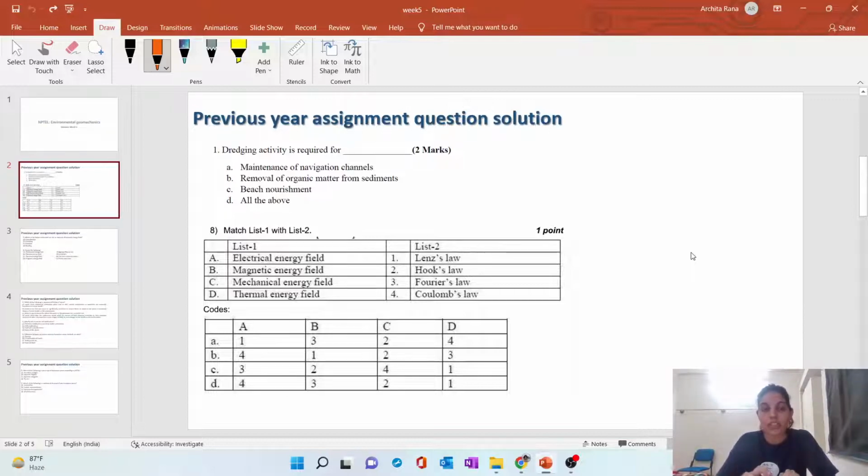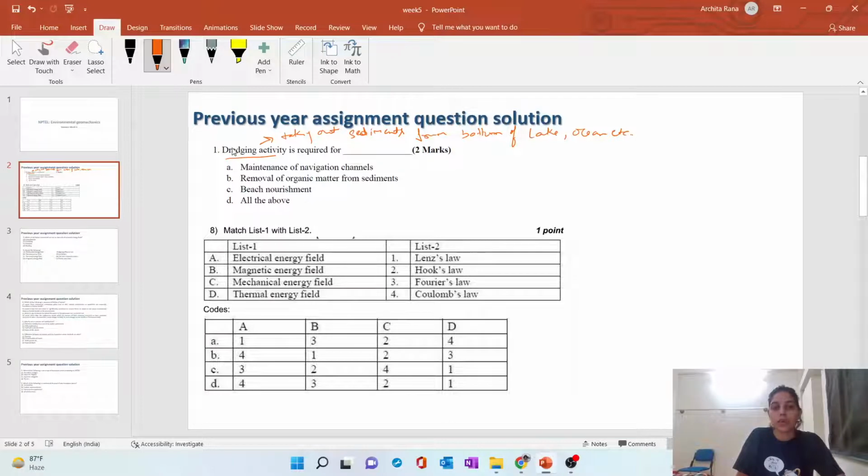I have also discussed this in the last class. So what is dredging activity? It is taking out sediments from the bottom of a lake or ocean or pond, etc. When you look at any lake or ocean, the bottom sediments are rich in organic matter, right? When you take out this sediment, that activity or process is called dredging activity.